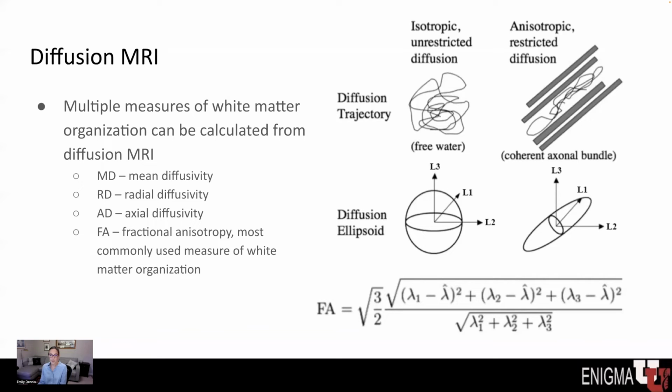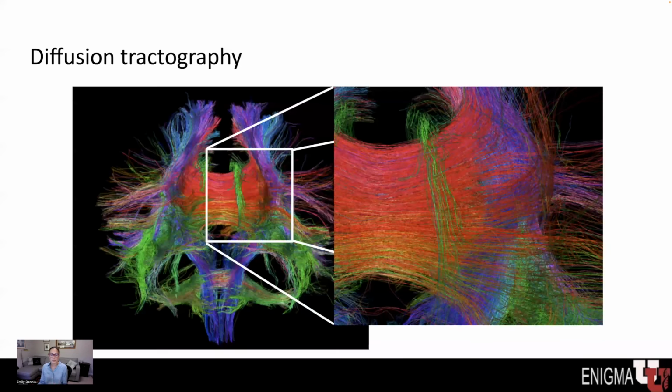So when we have this information about the direction and the magnitude of water diffusion, we can use this to connect the dots, essentially. If you have those little ellipsoids at every voxel in the brain, you can line them up to create smooth tracks. And this is called tractography, or diffusion tractography.